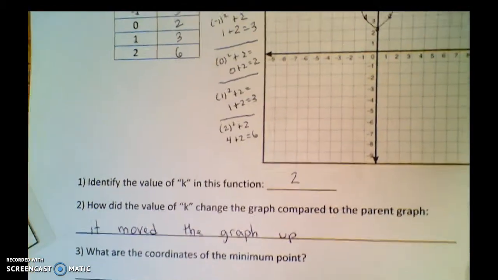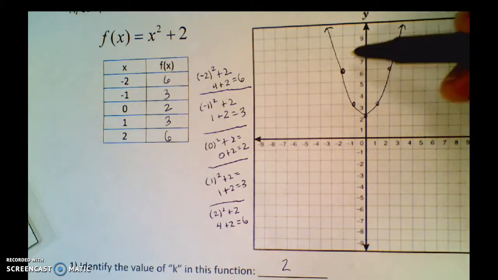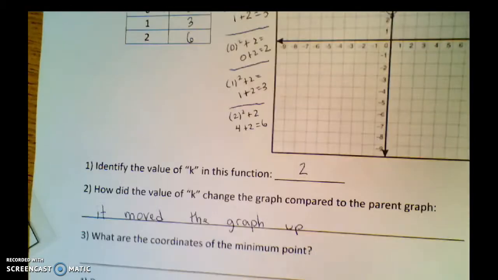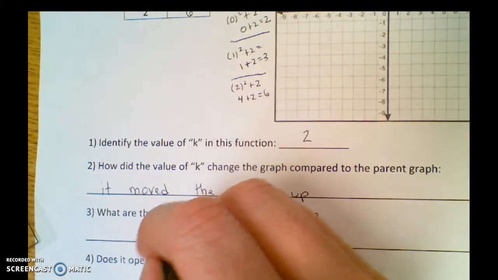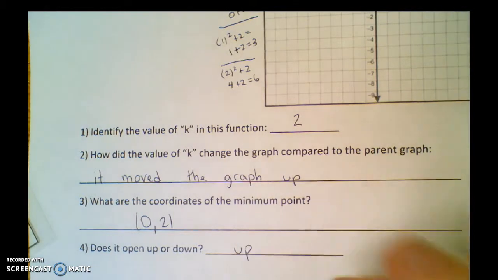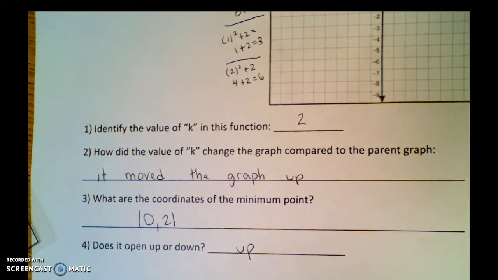So now the new coordinates of your minimum, because again the minimum is the point that's the lowest on this graph, are 0, 2. That's as low as you go. And this one, since it's positive, this one opens up. Let's work on the next one.